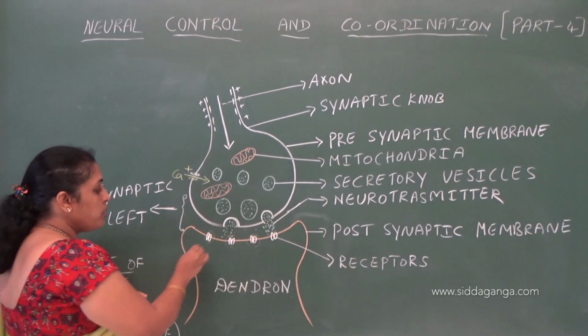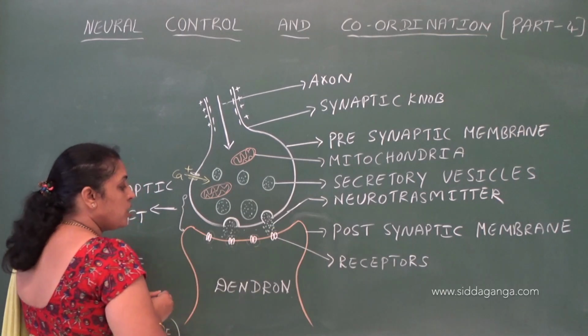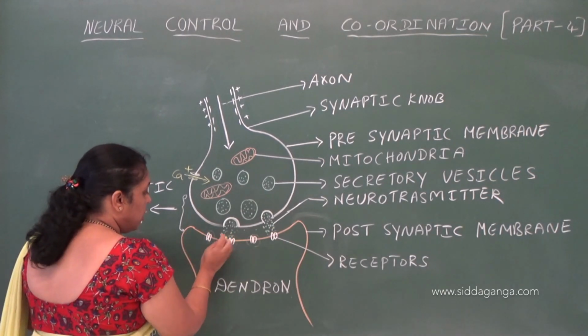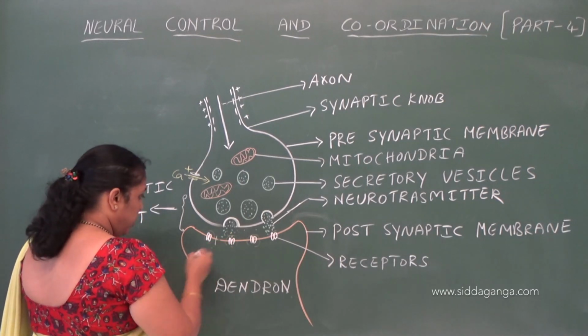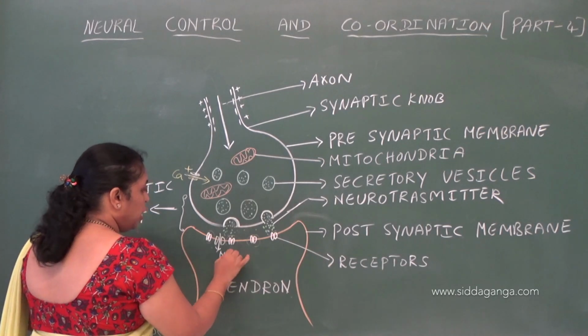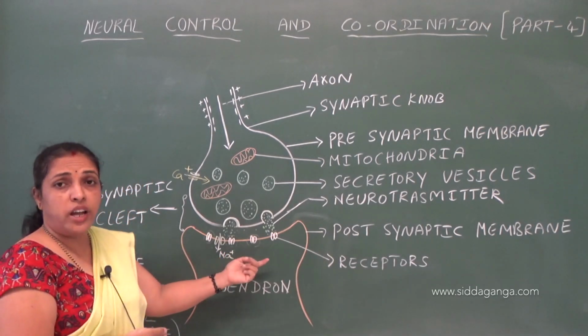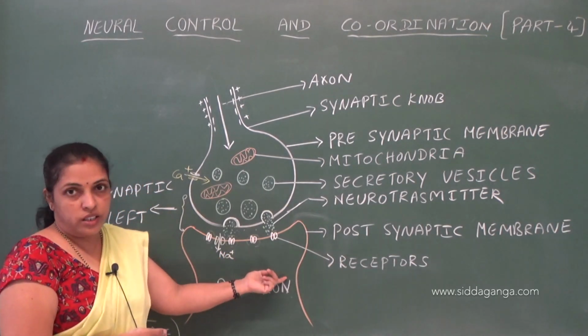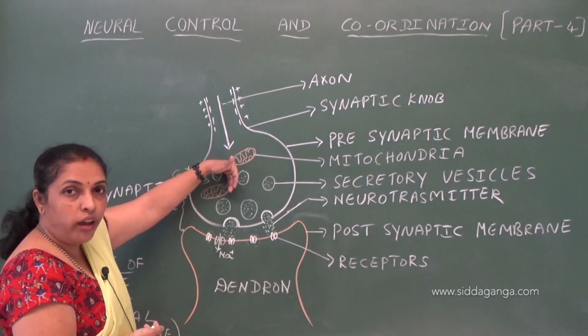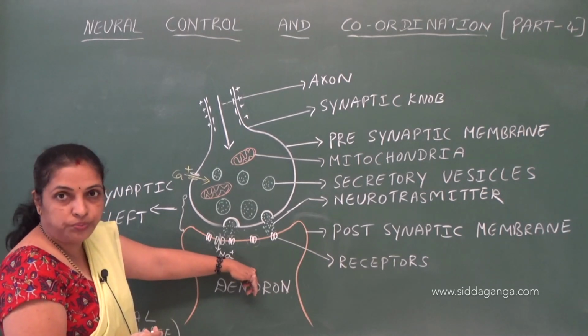When that neurotransmitter is added to the receptors present on the dendron, we see opening of sodium gated channels. When sodium enters, depolarization occurs again and an action potential will be generated. So, like this, the impulse will be transported from axon to dendron.